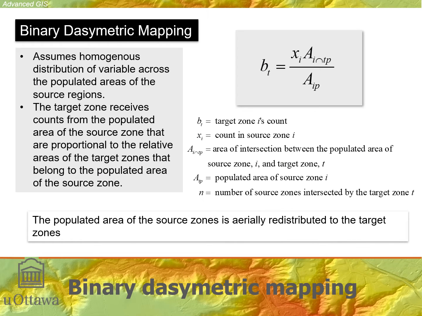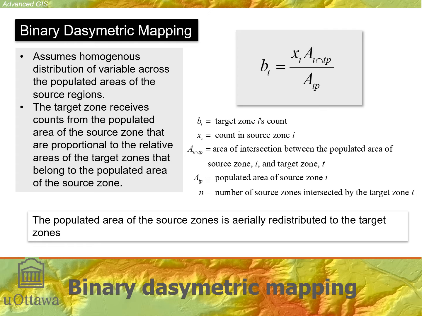So binary dasymetric mapping is what I just did, or that's the process where I showed you a single ancillary layer, which says where people can and cannot live. That's why it's called binary, because our ancillary data simply delineates where things can or cannot be. Now, it assumes, just like everything, the assumption of binary dasymetric mapping is the homogeneous distribution assumption of the variable across subregions within source regions.